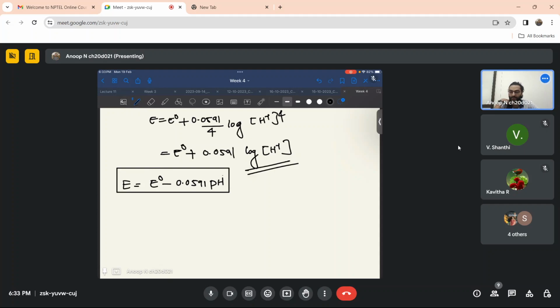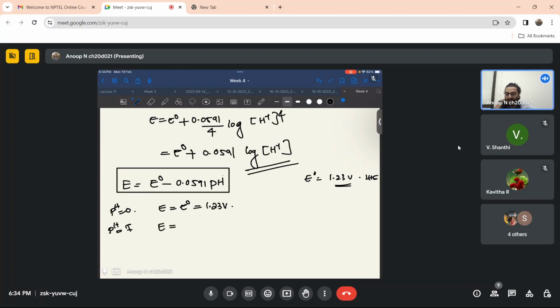Fine. So what is the standard potential for this oxygen evolution reaction? Standard E0 is equal to 1.23 volt. So how can we calculate this? At pH equal to 0, E is equal to E0, which is 1.23 volt. Suppose pH is equal to 7, what will be the E value?